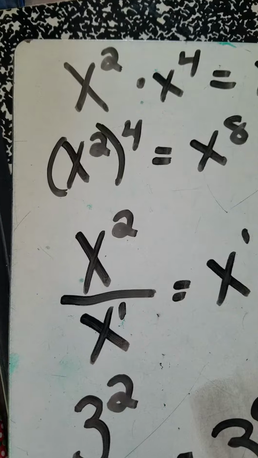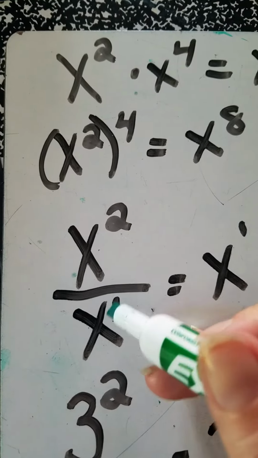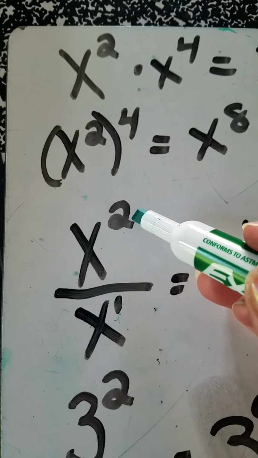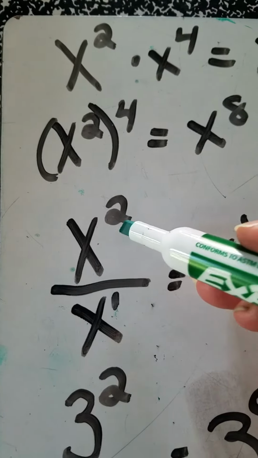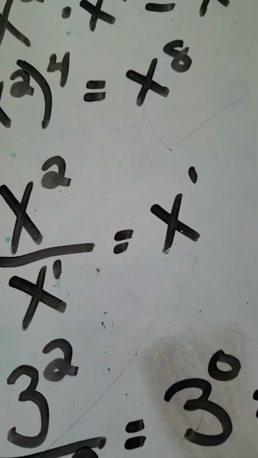So you have x squared divided by x to the first. So you're going to subtract those exponents. Remember, the bases have to be the same. The x's have to be the same. So 2 subtract the 1 becomes x to the first.